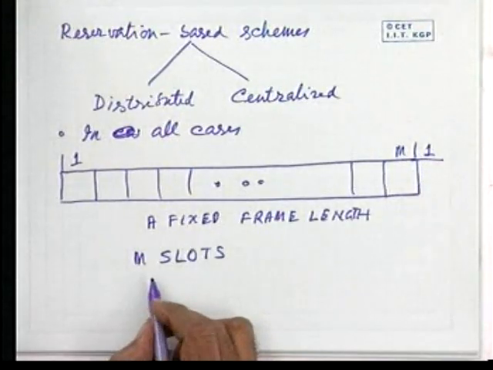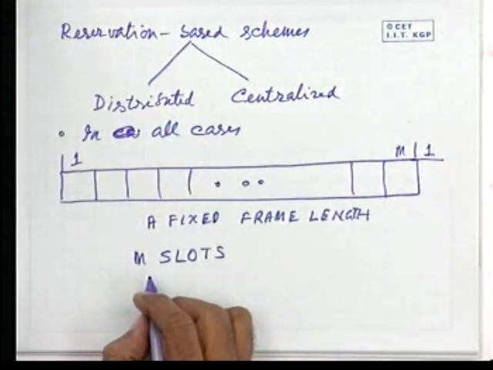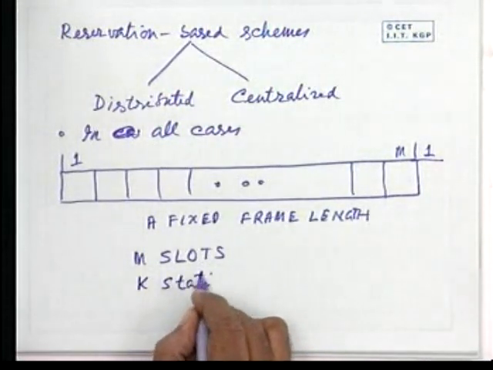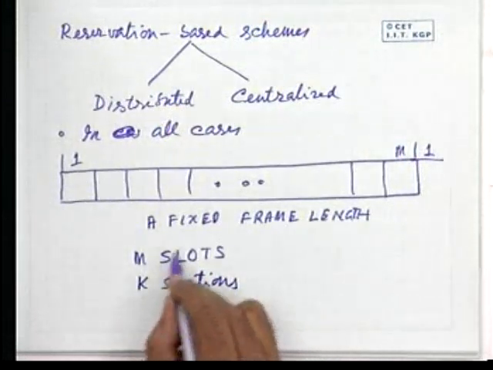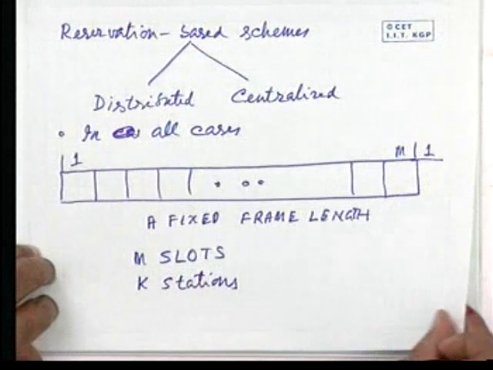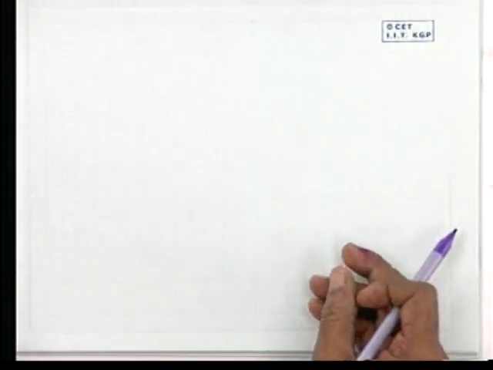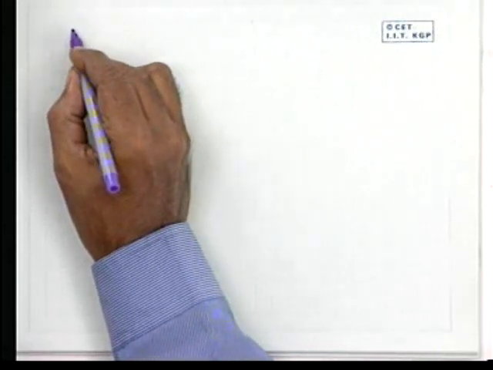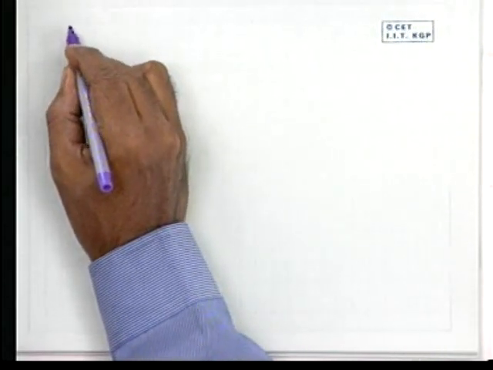Now let us assume there are k stations under one transponder, and the communication is taking place using those transponders. Let us first of all consider the distributed schemes.